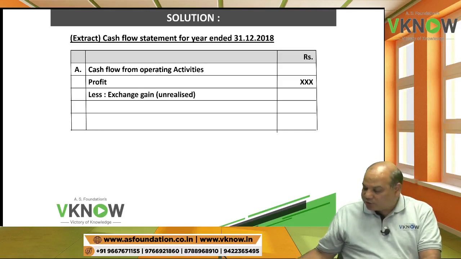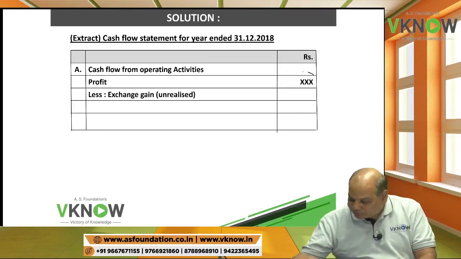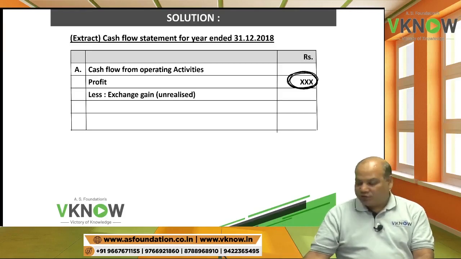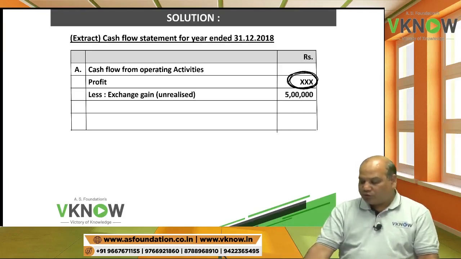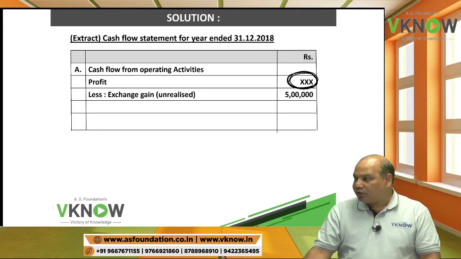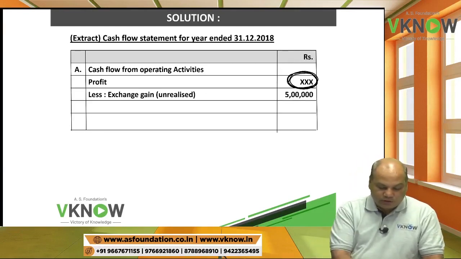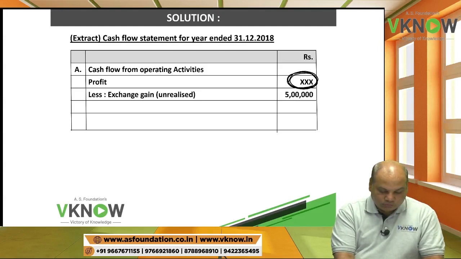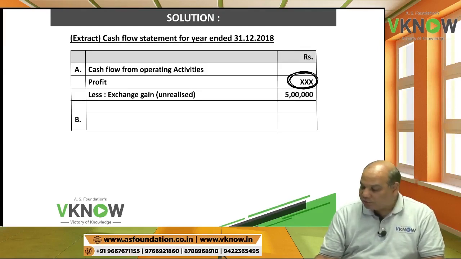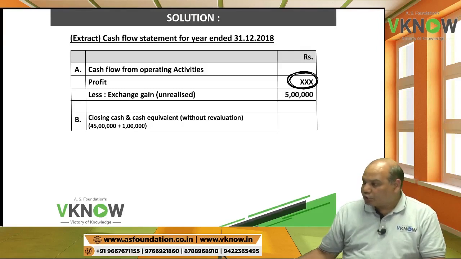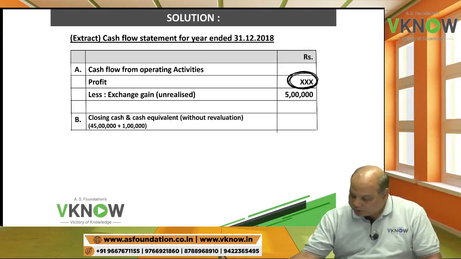Profit dash dash dash, because we don't have complete idea, so it will include exchange gain or loss also. Less exchange gain unrealized, 5 lakh. Exchange gain unrealized will be eliminated.